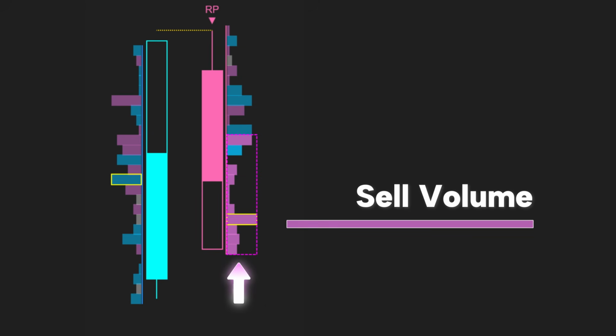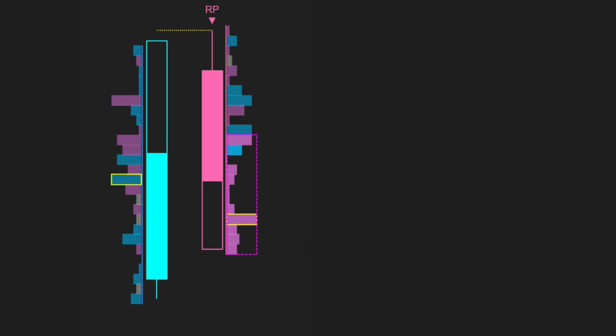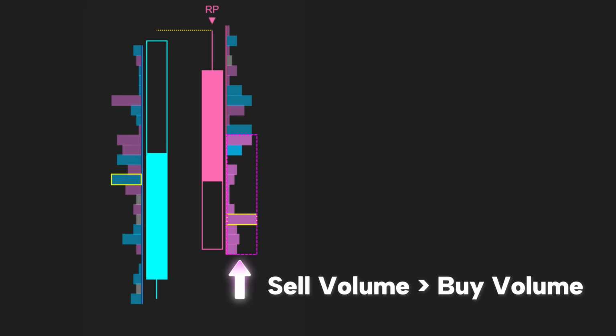Here you can see the selling volume represented by the purple histogram bars. The buying volume is displayed through the blue histogram bars. By looking at the colors, you can clearly see that the purple histogram bars appear more frequently than the blue ones. This tells us that selling pressure is dominating the buying pressure within the order acceptance box.